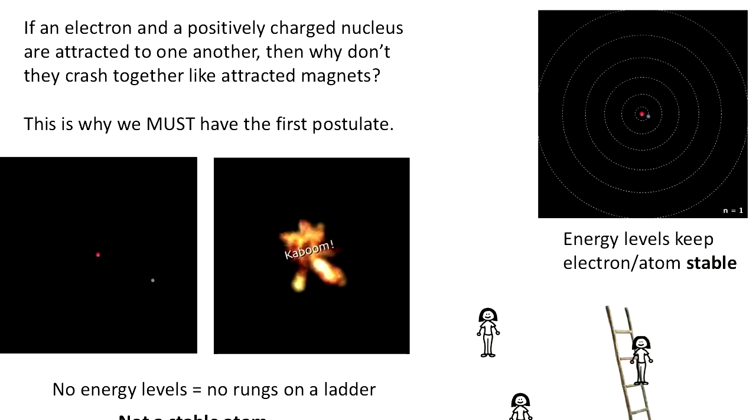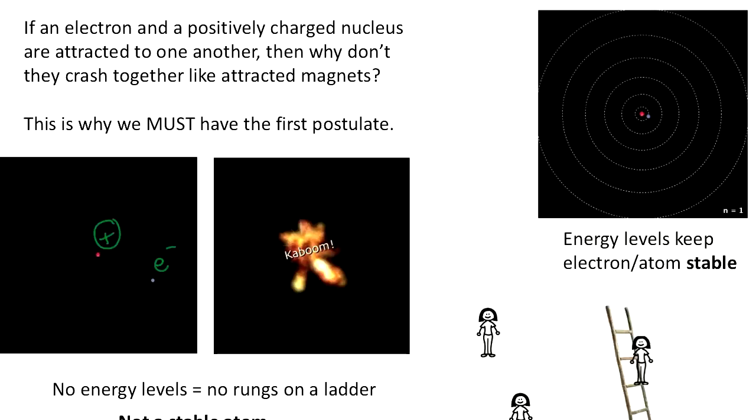If we think about an electron attracted to a nucleus, let's think about this. If I have an electron and I have a nucleus that's positively charged, there are attractions there, right? So what's stopping an electron from just crashing into the center of the positively charged nucleus? What's stopping the negative charge and the positive charge from just smashing together?